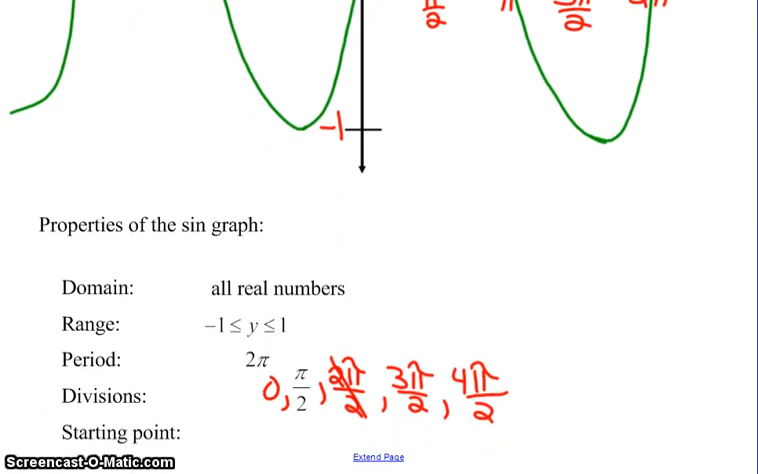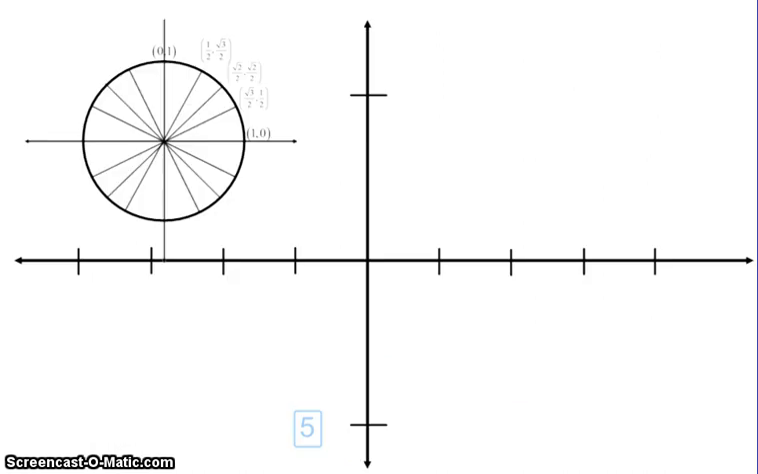And our starting point for the sine curve happened to be at 0, 0. Now we're going to look at the cosine function. And remember, when we're looking at the cosine function, the x value is the only number that we're looking at. So let's look at our x values this time instead of our y values. We have 1, square root of 3 over 2, square root of 2 over 2, 1/2, and 0. And then as we would continue around the circle, we would hit the other ones.